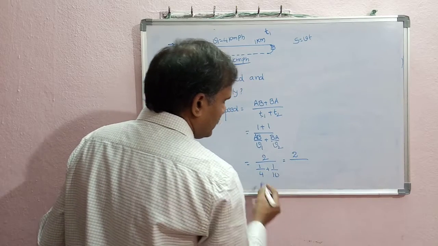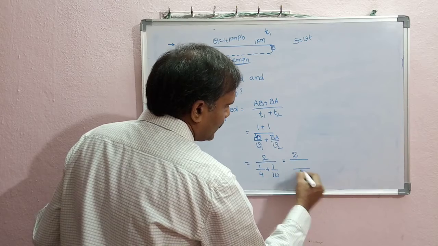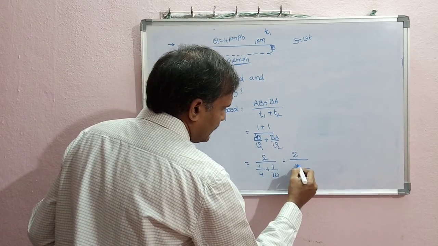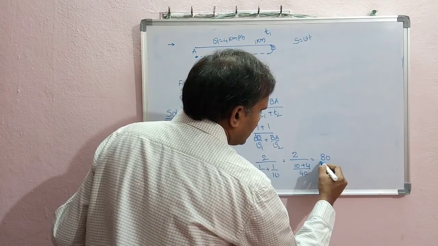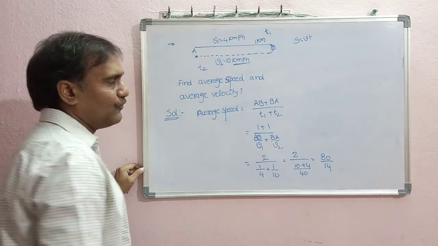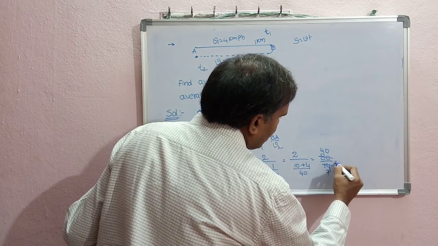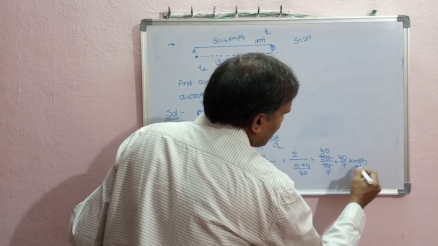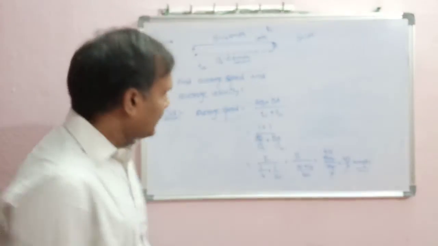Which is equal to 2 divided by how much? 10 into 4, 40. Here it is 10 plus 4. This is equal to 80 divided by 10 plus 4, 14. 80 divided by 14. 2 40s, 2 7s. That is 40 divided by 7 kilometers per hour.